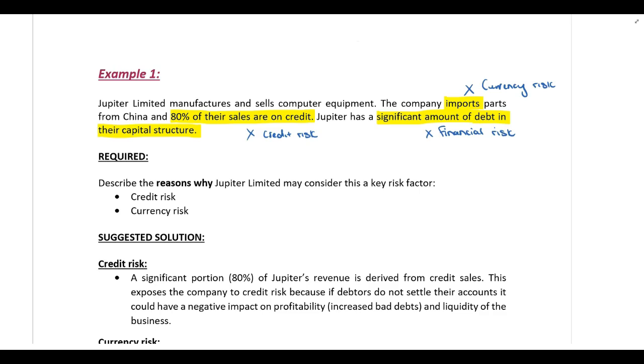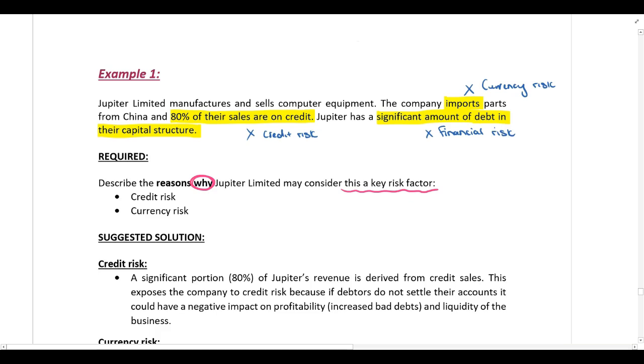Then if we look at the required: describe the reasons why Jupiter Limited may consider this a key risk factor. So why are the following risks? Why is credit risk and currency risk a risk for Jupiter Limited? Now please note, in this example, you don't need to identify the risk. The risks have been identified for you. They are telling you that the company considers credit risk and currency risk a risk. They've identified the risk. You now need to explain the reason why they would be exposed to this risk.